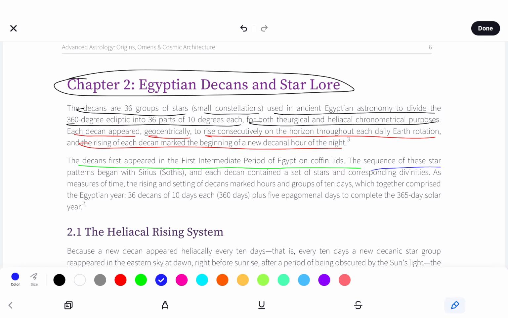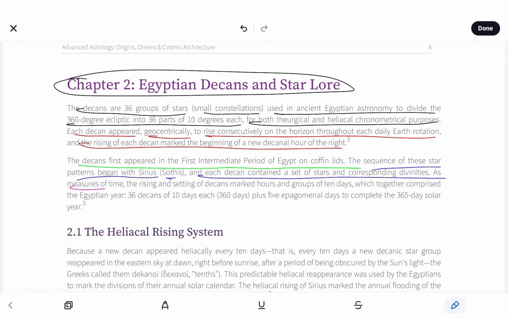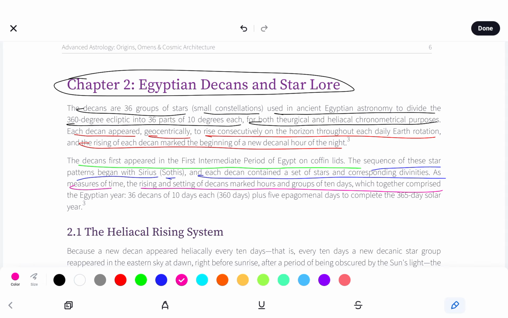The sequence of these star patterns began with Sirius, Sothis, and each decan contained a set of stars and corresponding divinities. As measures of time, the rising and setting of decans marked hours and groups of 10 days, which together comprised the Egyptian year: 36 decans of 10 days each, 360 days, plus 5 epagomenal days to complete the 365-day solar year.